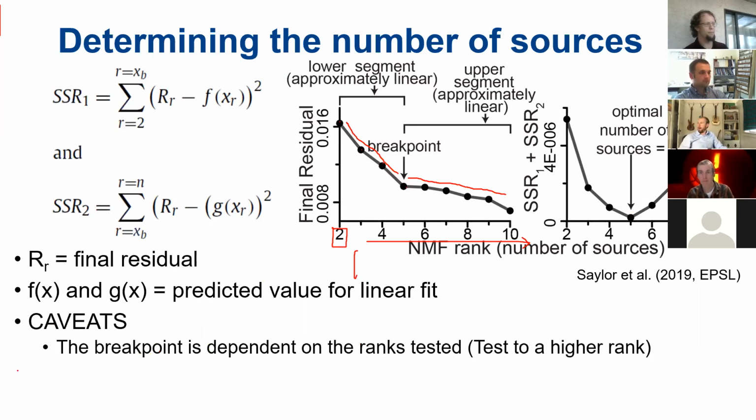I should say there are some caveats here, particularly that the breakpoint is dependent on the ranks tested. So the recommendation there is to test to a higher rank. You can imagine in the sample I've put up on the screen, if we had only tested out to 6, we might get a different optimum number of sources than we did given that we tested out to 10, for example. So the breakpoint is certainly dependent on the ranks tested. Test to a higher rank if there's any doubt.